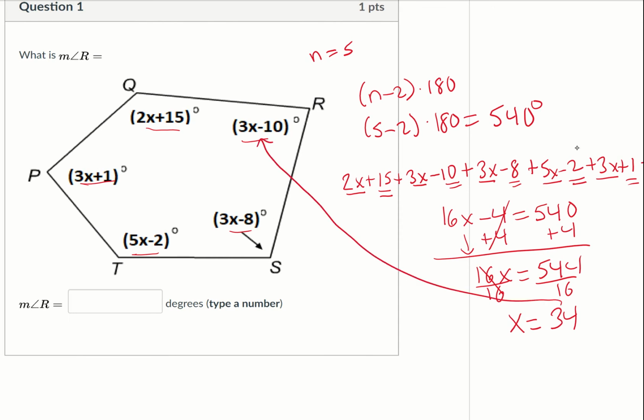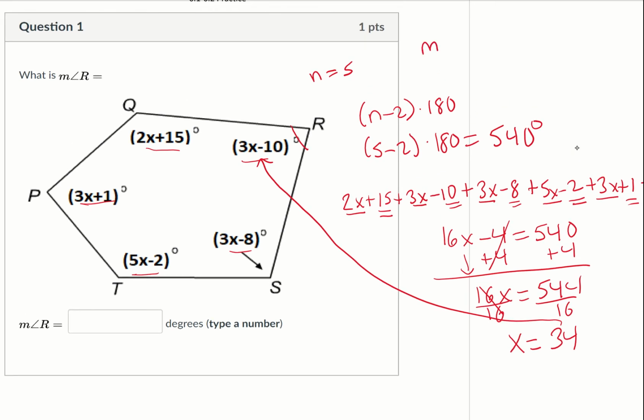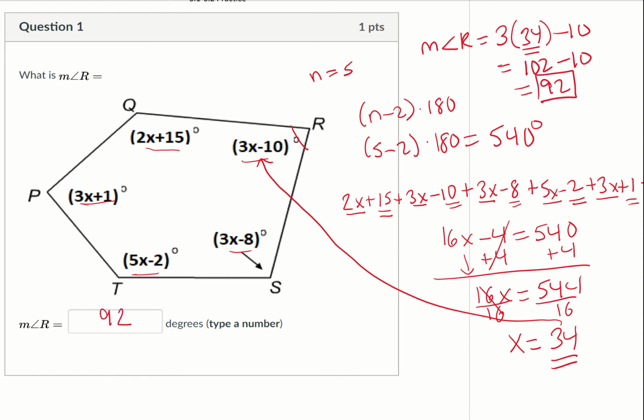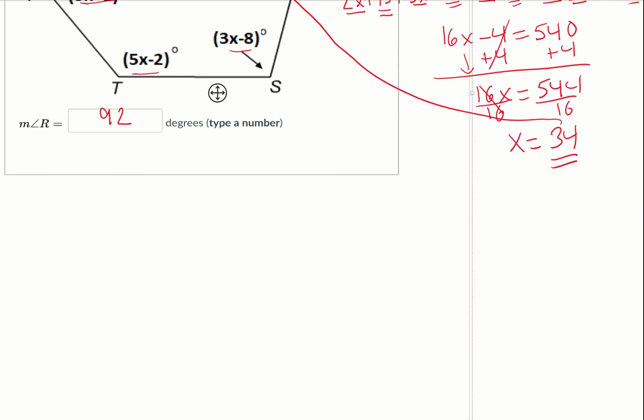Now if I want to figure out angle r, I simply have to plug this in to the expression for angle r. So the measure of angle r is equal to 3x minus 10. So it's 3 times what we got here, 34, and then minus 10. So 3 times 34, that's 112, or that should be 102, minus 10. And so we get that the angle R is 92. All right, that takes care of question 1. That's a 6.1 type question.